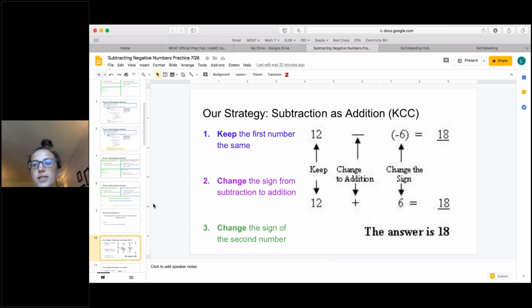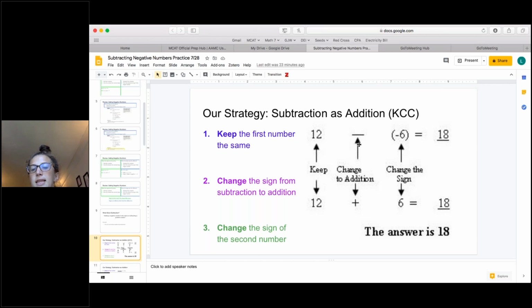And to write subtraction as addition, there's this shortcut for us, or this trick called keep, change, change, or KCC. What this means is if you're given a subtraction problem, like this top line here that says 12 minus -6, for each one of those parts of the problem, you have a different task. The first letter is K, keep. That means if my number is 12, I just keep it as 12. I don't change it at all. The second letter is C, change. That change means change the sign from subtraction to addition. That's when I change the sign.